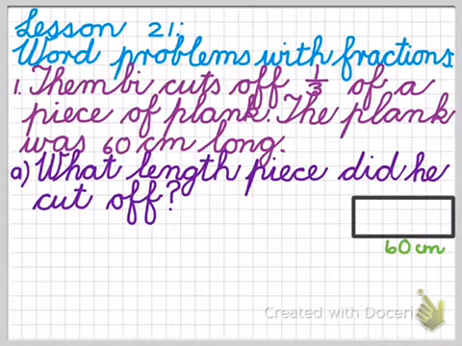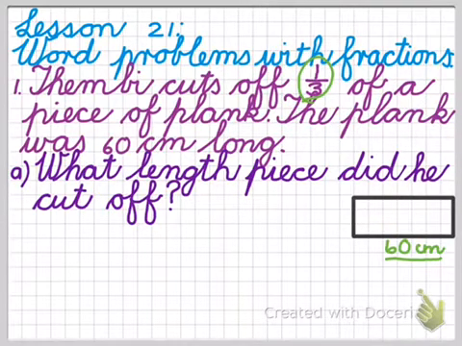Now, as you can see, I've drawn a little piece of plank at the bottom of the page, and I've said it is 60 centimeters long. Now let us read the first question. At A, the question is, what length piece did he cut off? Remember, the information from our word problem said that Tembi cuts off 1/3 of a piece of plank.